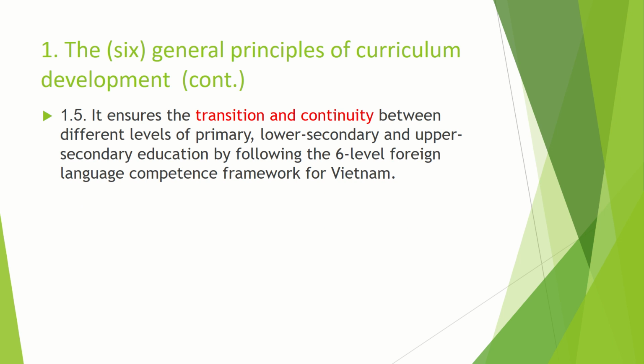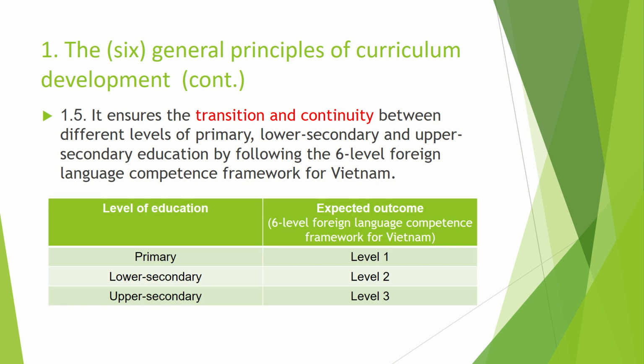5. It ensures the transition and continuity between different levels of primary, lower secondary, and upper secondary education, by following the 6-level foreign language competence framework for Vietnam. Take a minute to study this table, to understand this transition and continuity.